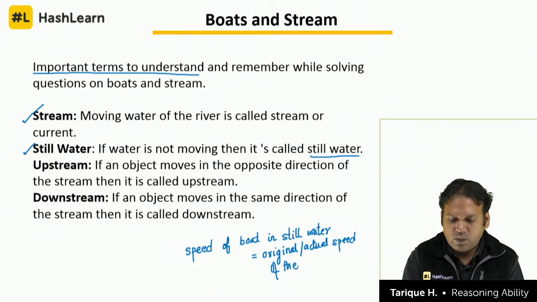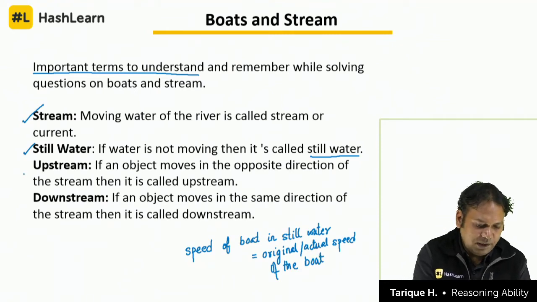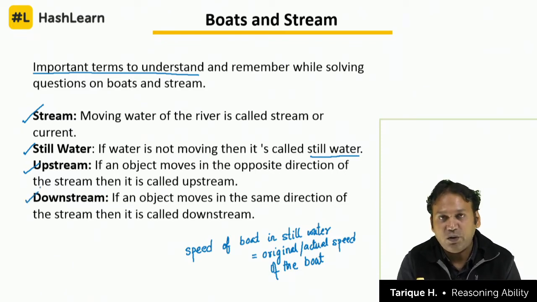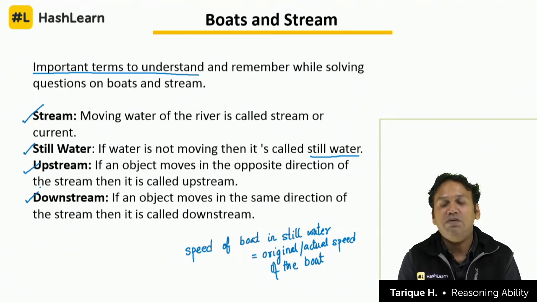This word still water, speed of boat in still water, is used in some questions. So understand the meaning of still water. Upstream and downstream, already I have shown you with the help of a diagram. If the object moves in the opposite direction of the stream, then it is called upstream. And downstream, if an object moves in the same direction of the stream, then it is called downstream.